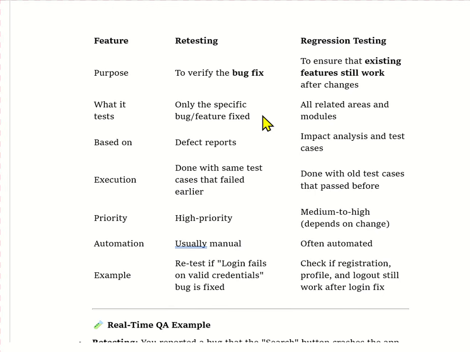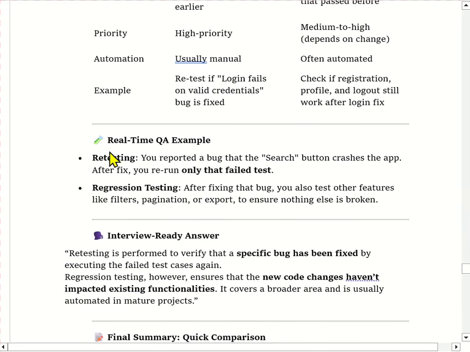On priority, retesting has a high priority, and regression testing has a medium to high priority depending on the changes. Usually we do retesting manually, but for regression testing we generally use automation testing. As an example, in retesting, if login failed on valid credentials, we check that the bug is fixed. And in regression testing, we check that registration, profile, and logout still work after the login fix. This is an example that you have to explain in the interview.